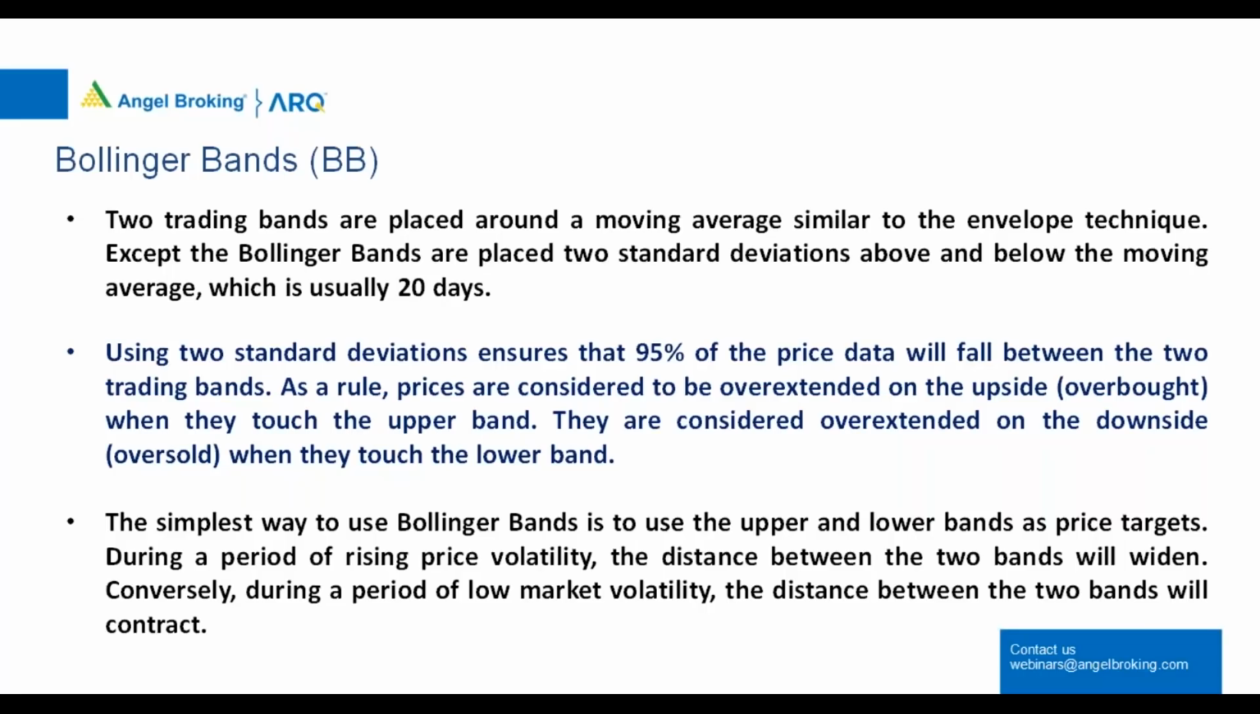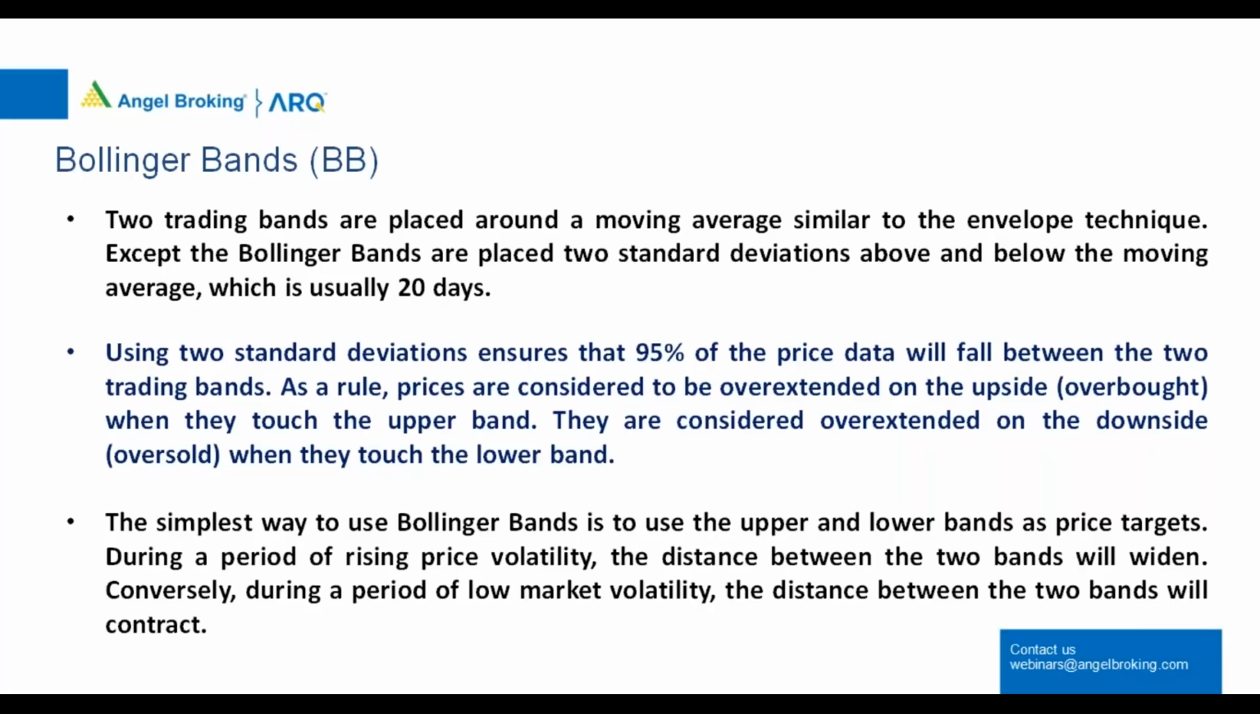So what you get is an upper band and a lower band, and you get a middle line. That is a 20 period average. Using two standard deviations ensures that 94 or 95% of the price data will fall between the two trading bands. So the benefit of Bollinger Bands is that 95% of the price data will be within the upper band and the lower band, and generally you have to act or react only if the price moves above the upper band or if the price moves below the lower band. That's the time you have to become active.